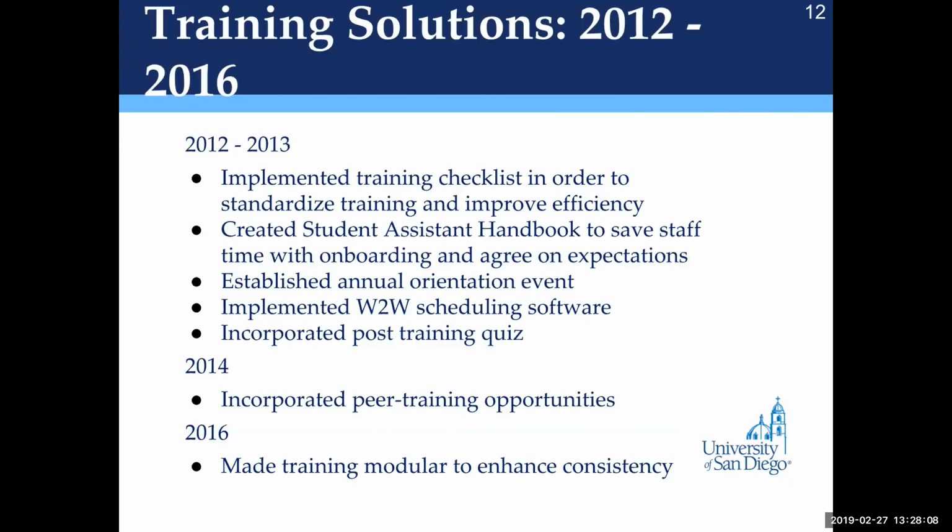Just quickly, when we're talking about peer training, what we mean is opportunities for students to train other students. So there's certain elements in our checklist now where it's up to a student who's already been trained to show their peer who's coming on board how to do that.